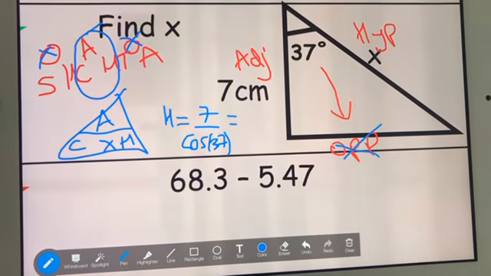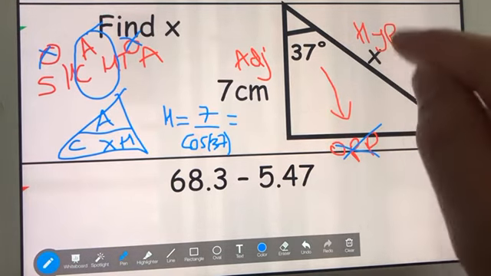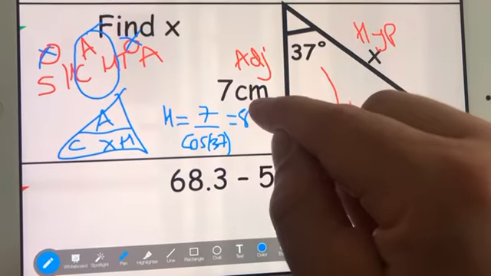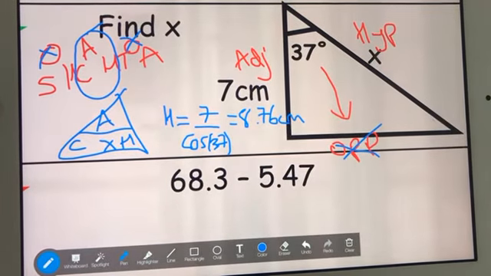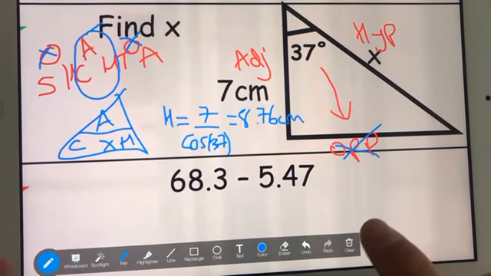Then you can just put that in your calculator. 7 divided by cos 37 is 8.76. So my answer for x is 8.76 centimeters. Very, very straightforward topic. You just got to make sure you practice and practice and practice, okay? It doesn't just stick in your head off an explanation. You've got to go away and practice it yourself. That's 3 points.